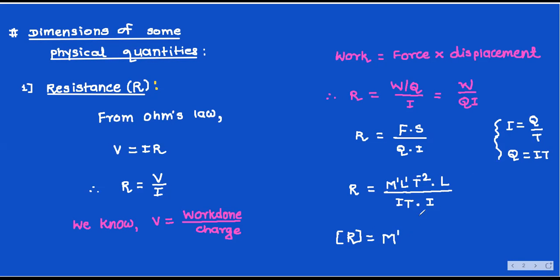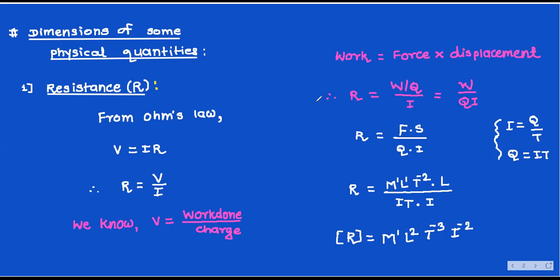M power 1, L and L. How much? L square. This T power 1, and when it is going up, minus 1, so minus 1, minus 2, minus 3. And this I square, when it is going up, it will become again minus 2. Yes or not? So 1, 2, minus 3, minus 2.